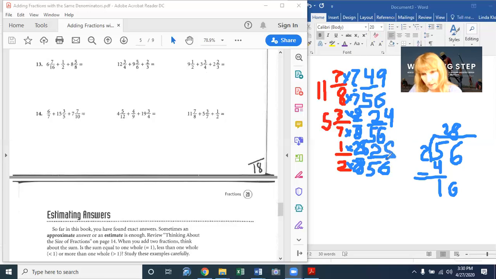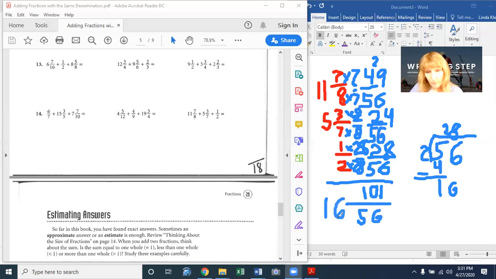So now we have to add together 49 plus 24 plus 28. So we have 9 plus 4, 13 plus 8 more, 14, 15, 16, 17, 18, 19, 20, 21. Put down the 1, carry the 2. 2 plus 4 is 6, plus 2 more is 8, plus 2 more is 10. All over 56. Right? And we got to add the whole numbers. 11 plus 5 is 16. And I'm still not done because I've got an improper fraction.